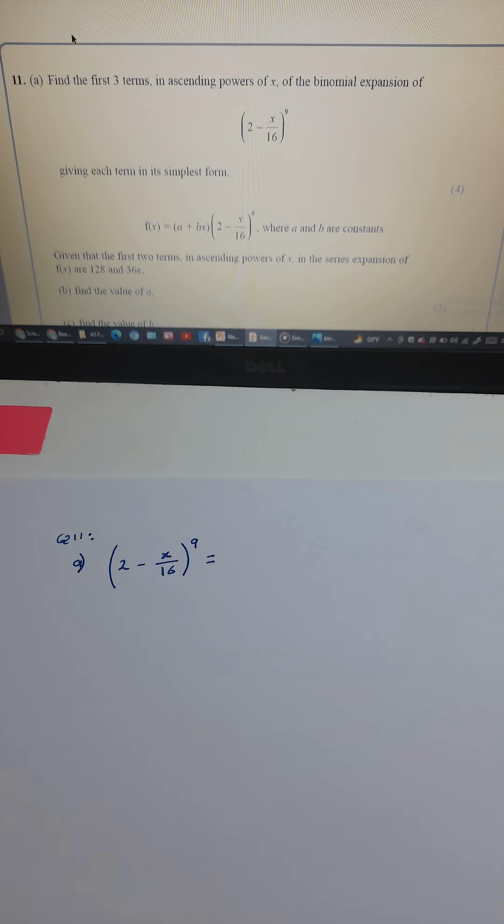A. Find the first three terms in ascending powers of x of the binomial expansion of (2 minus x over 16) to the power 9, giving each term in its simplest form.